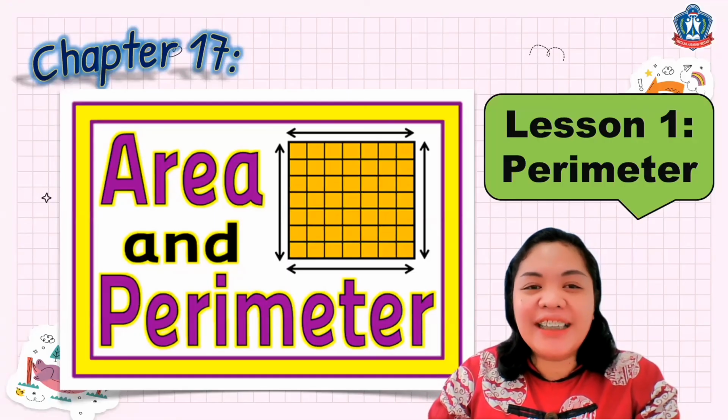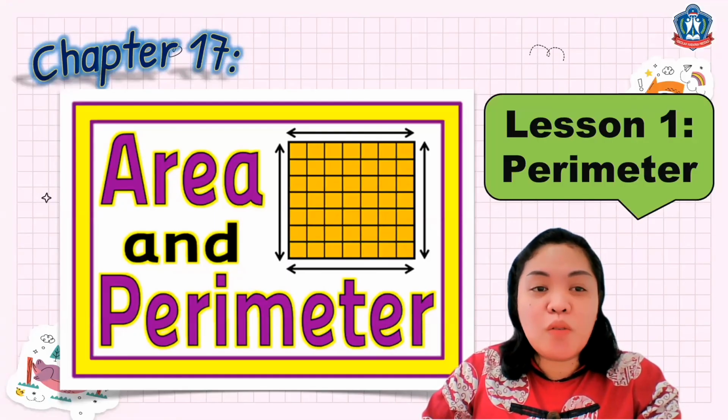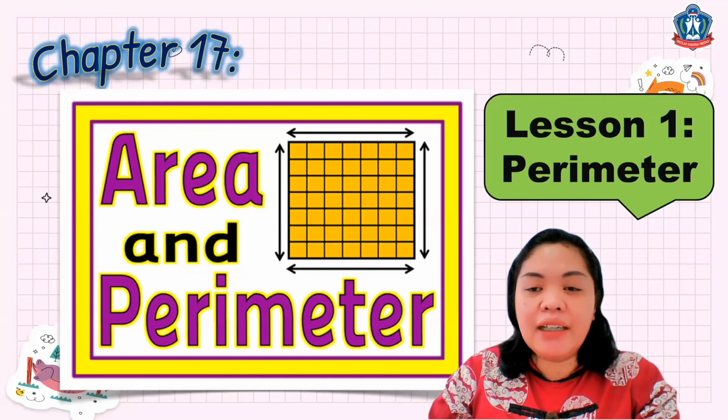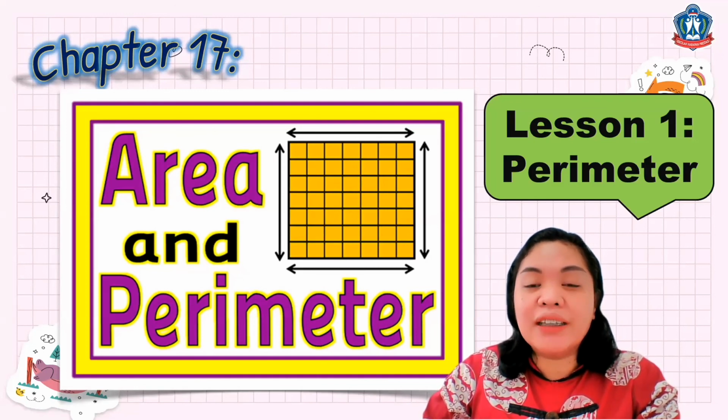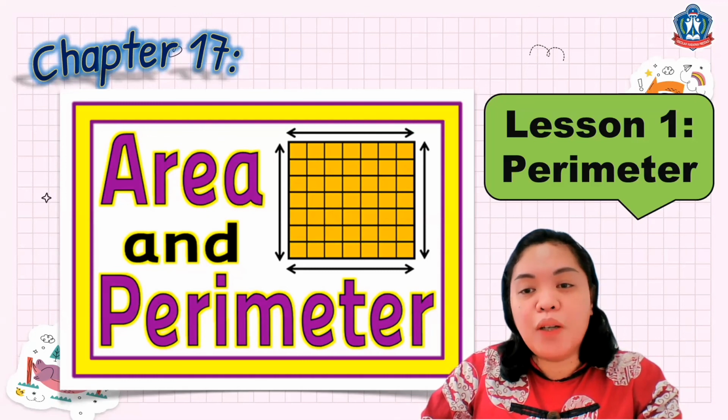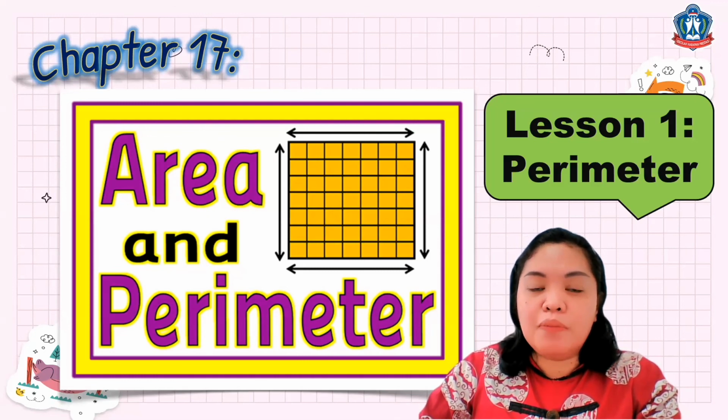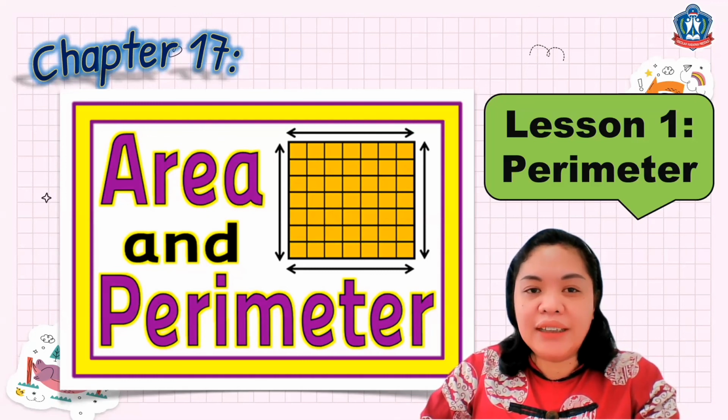Okay, that's all about Lesson 1 of Chapter 17 about perimeter. So remember, the perimeter is the total length around a figure. It could be a square, a rectangle, or any other polygon. So during our Zoom meeting, I will discuss more about this lesson.